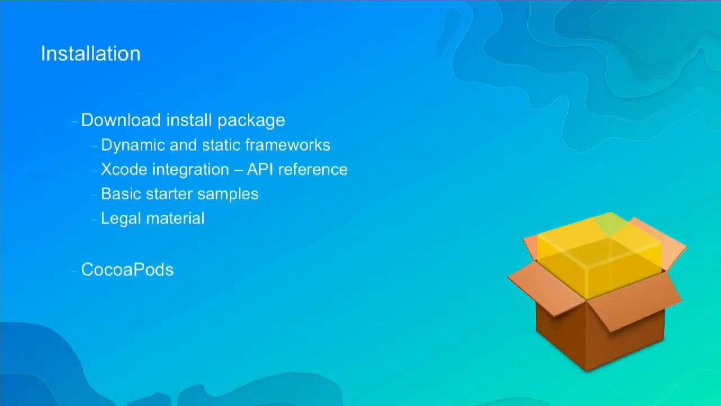So to get started with the SDK, first thing you've got to do is download it. You can either install a package that you download from the developer's site. That'll install frameworks on your device that you can link to from your Xcode project and start building ArcGIS runtime applications in Xcode. Or you can use CocoaPods. So CocoaPods is a very well-established and popular package managing tool for iOS and macOS developers.